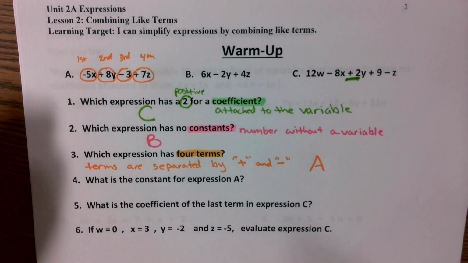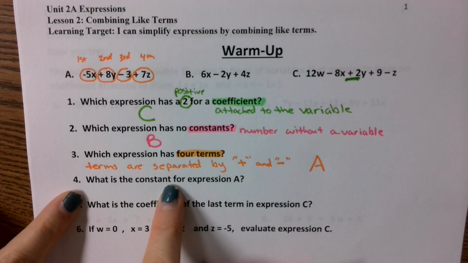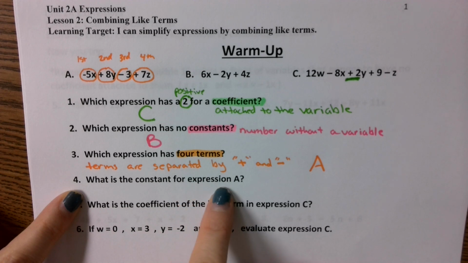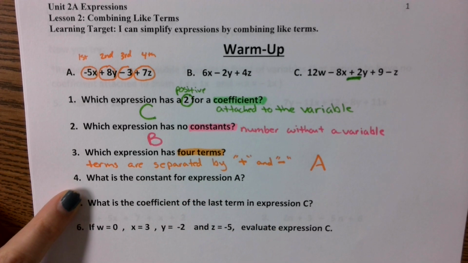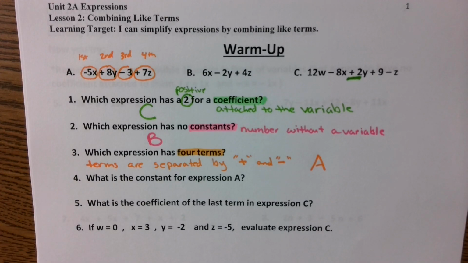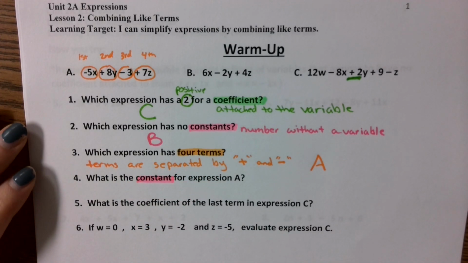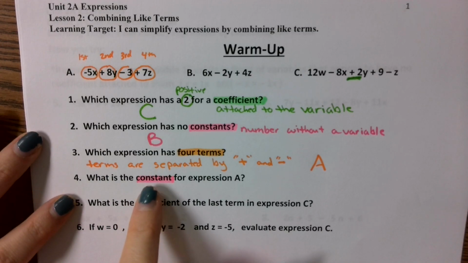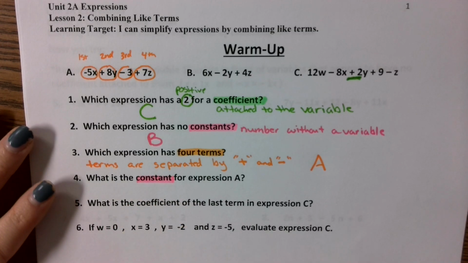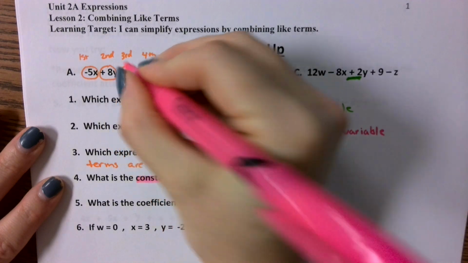Okay, for problem number 4, I want to know what is the constant in expression A. What is the constant in expression A? Rajay? Answer to number 4. The constant. That's the number that's by itself with no variable. Negative 3 is going to be our constant.